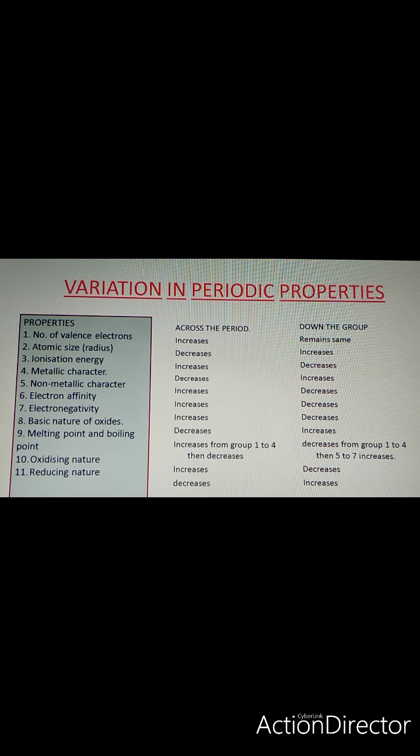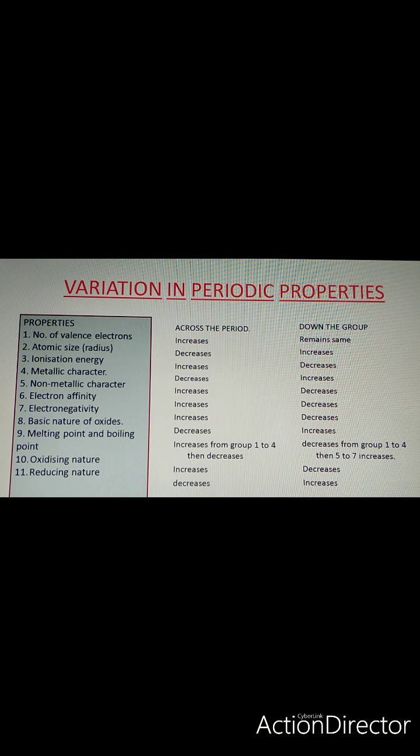Now see, it is very important, you have to remember this. Variation in periodic properties, across the period meaning left to right, and down the group meaning top to bottom. The number of valence electrons across the period increases and down the group remains the same. Atomic size decreases across the period and increases down the group. Ionization energy increases across the period and decreases down the group.